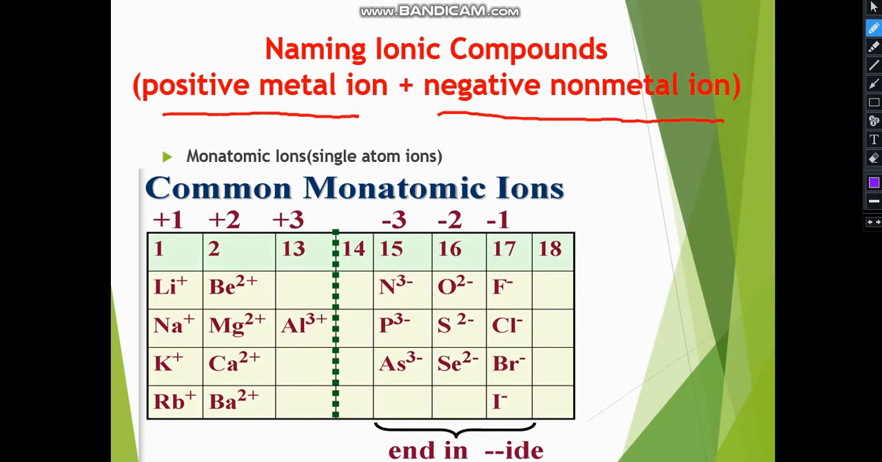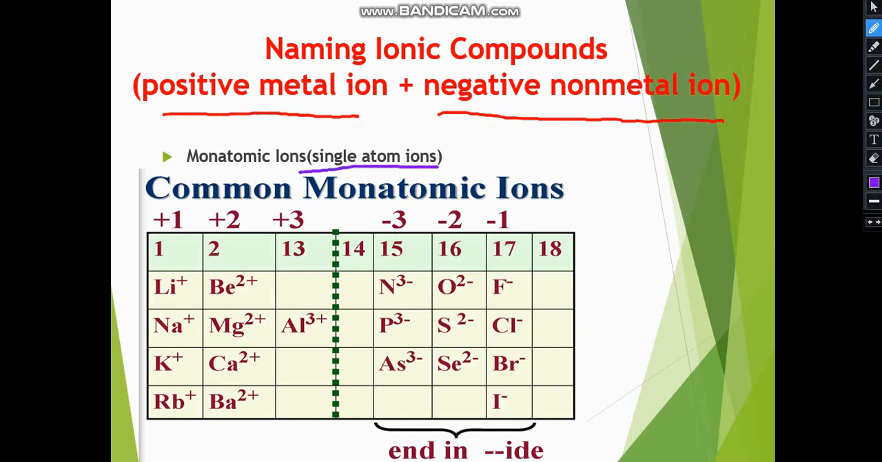So we'll start with the first compounds that involve monoatomic ions. So what are monoatomic ions? Monoatomic ions are simply single atom ions.